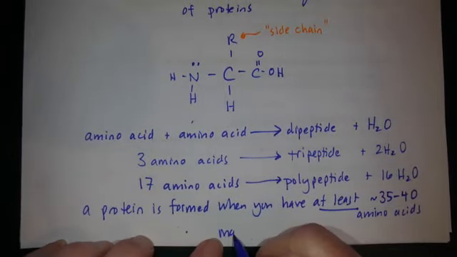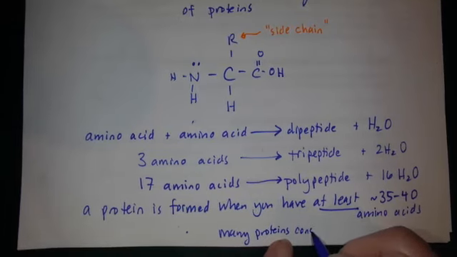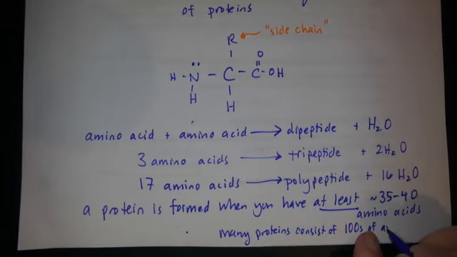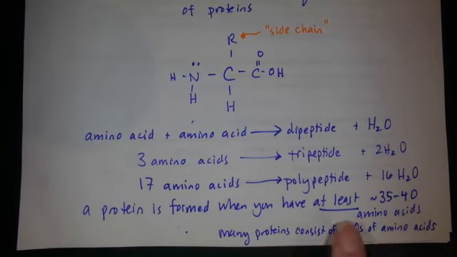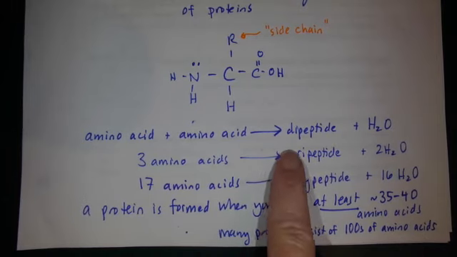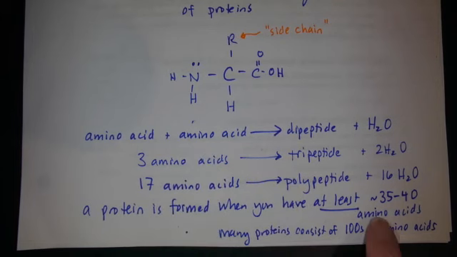Many proteins consist of hundreds of amino acids. So proteins are big. A protein formed from 40 or 50 amino acids would count as a protein, but it would be considered a very small protein. Most proteins are hundreds of amino acids. So a dipeptide and a tripeptide are 2 and 3 amino acids. You need 35, 40, somewhere in that ballpark to be considered a protein.